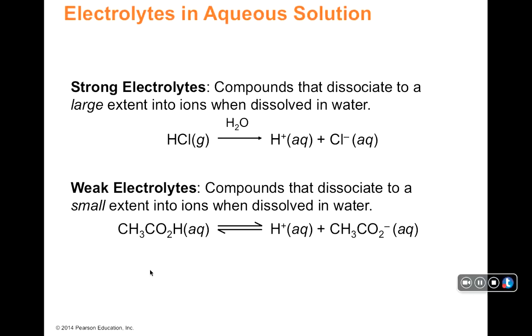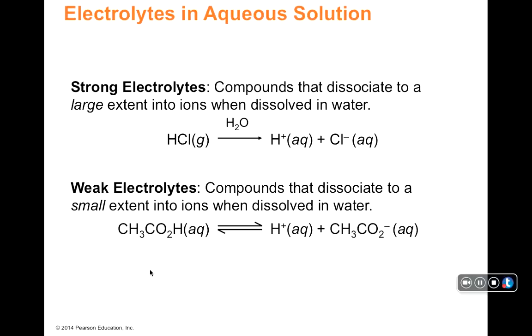We will further identify electrolytes into strong and weak categories. Strong electrolytes are those that dissociate to a large extent into ions when dissolved in water. Essentially, we consider this reaction to completion, that if you have hydrochloric acid, it will mostly dissolve into its ions, H plus and Cl minus.